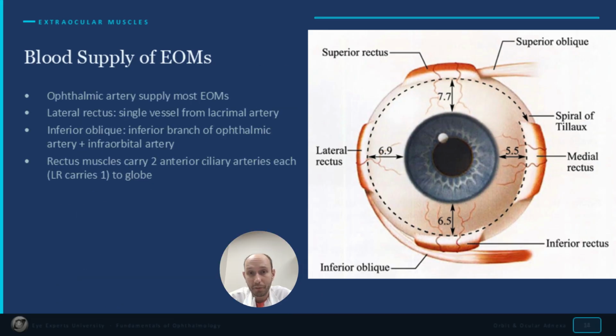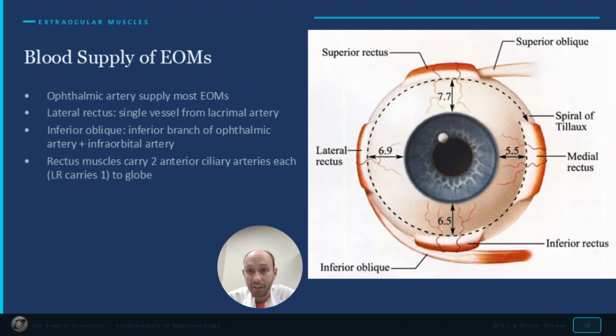Muscles need blood, right, to work. So it's convenient that the ophthalmic artery supplies most of the extraocular muscles. The lateral rectus does have a little bit of blood supply from the lacrimal artery. The inferior oblique does have some blood supply also from the infraorbital artery. And this is very testable: the rectus muscles all carry two anterior ciliary arteries except for the lateral rectus, which only carries one.